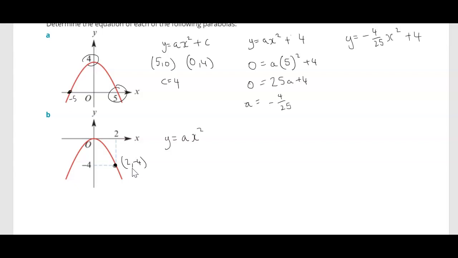So I'm going to substitute that into the equation. So we've got negative 4 equals a times 2 squared. So now a times 2 squared is 4a. So a is equal to negative 1. So my equation is going to be y equals negative x squared.